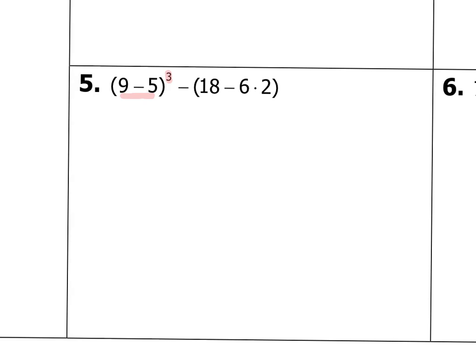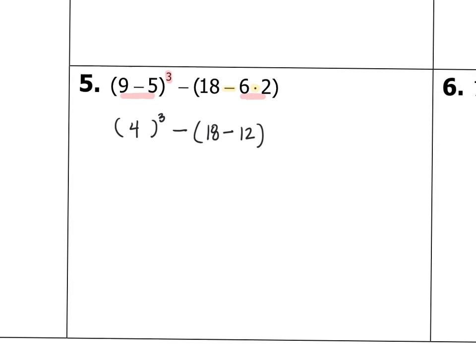In the second parentheses, you have subtraction and multiplication. Multiplication must come before you can subtract. So let's start taking care of these operators. 9 minus 5 is 4, and that's going to get raised to the third power. Here, 18 is going to subtract with 12.